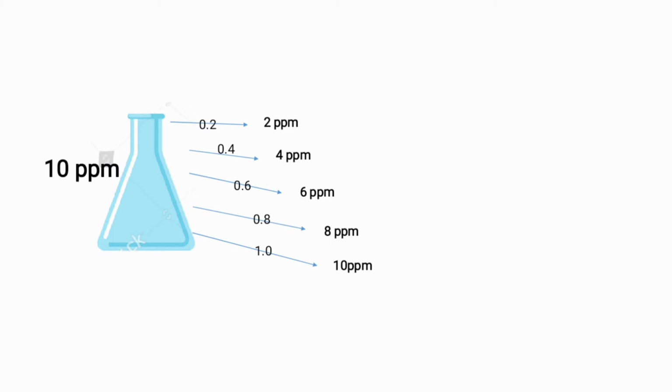And then we take 0.8 ml from the 10 ppm solution and dissolve it into another flask, and it contains 8 ppm solution. And finally, we take 1 ml from the 10 ppm solution and dissolve it into another flask and bring the volume up to the mark, and it contains 10 ppm solution.